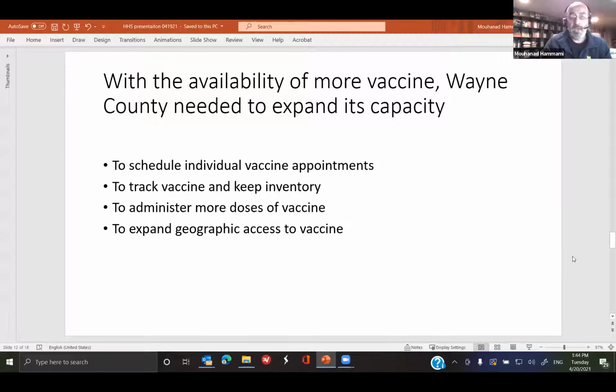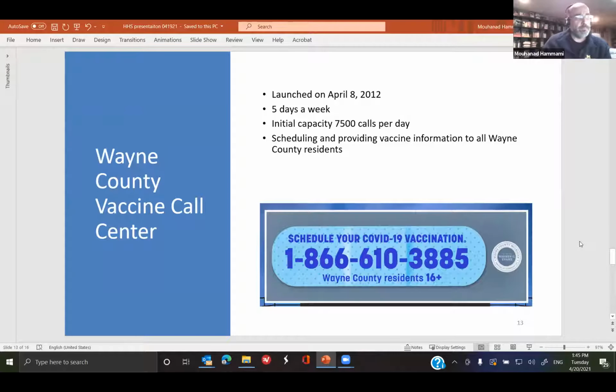And we needed to have more local access to vaccine by having more geographically distributed sites that residents in Wayne County can access. So with those 4 points in mind, we started with launching our own call center. The call center was launched on April 8th, and it operates 5 days a week.